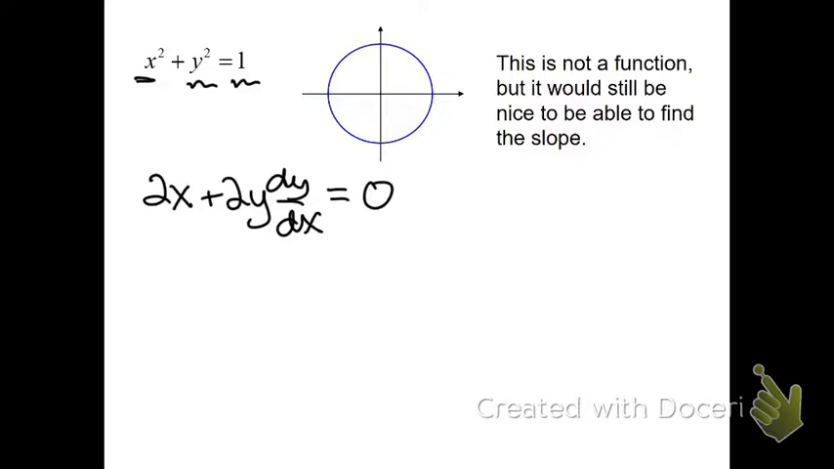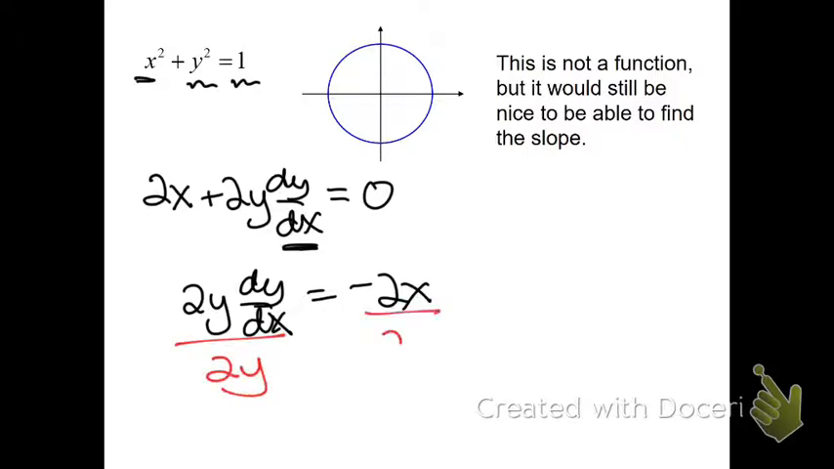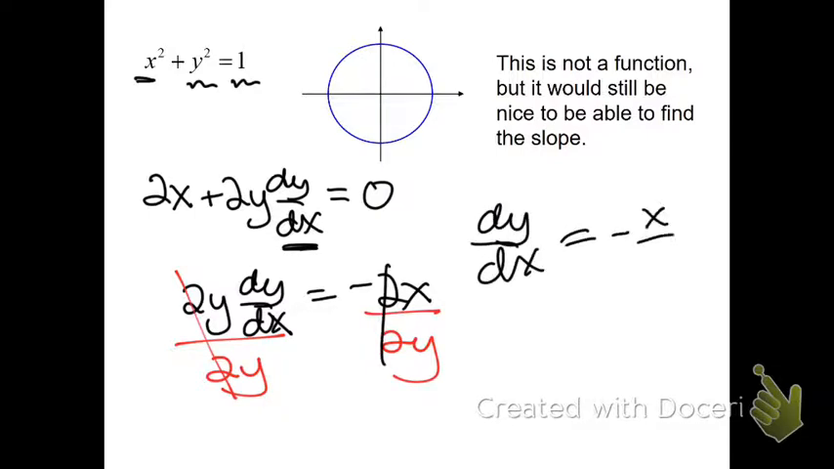Now, in order to find the derivative rule, you just have to get the dy/dx by itself, just like a regular variable. So I'm going to subtract 2x on both sides, which gives me a negative 2x. Get the dy/dx by itself, so divide by 2y. And I get dy/dx equals, the 2's cancel, and we get negative x over y.